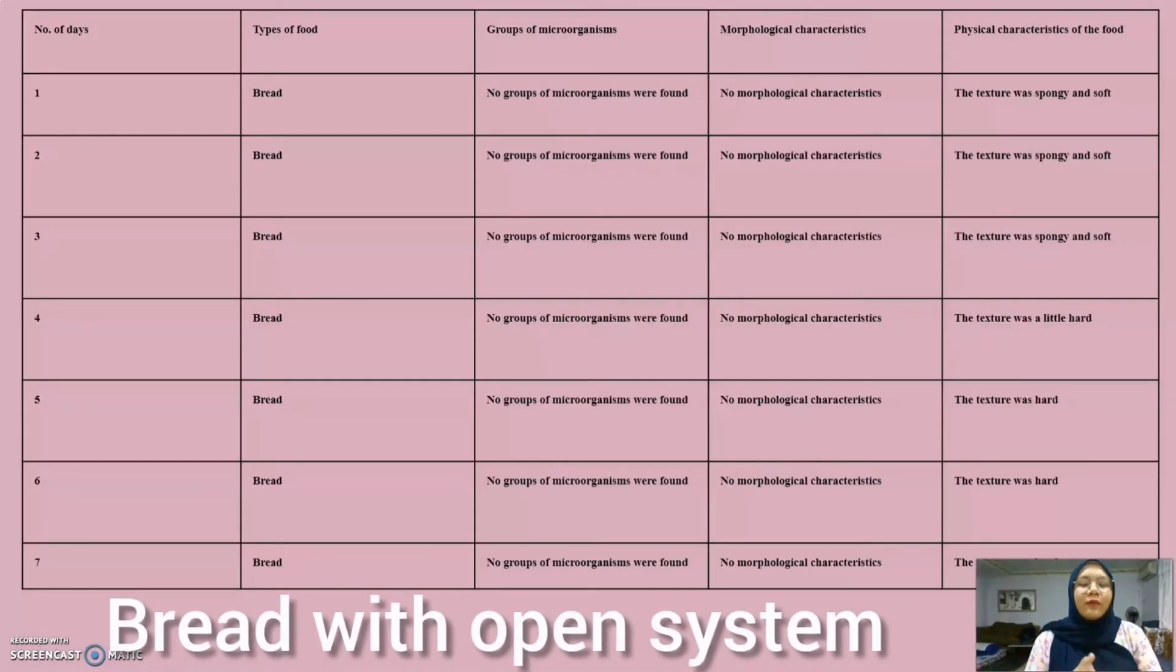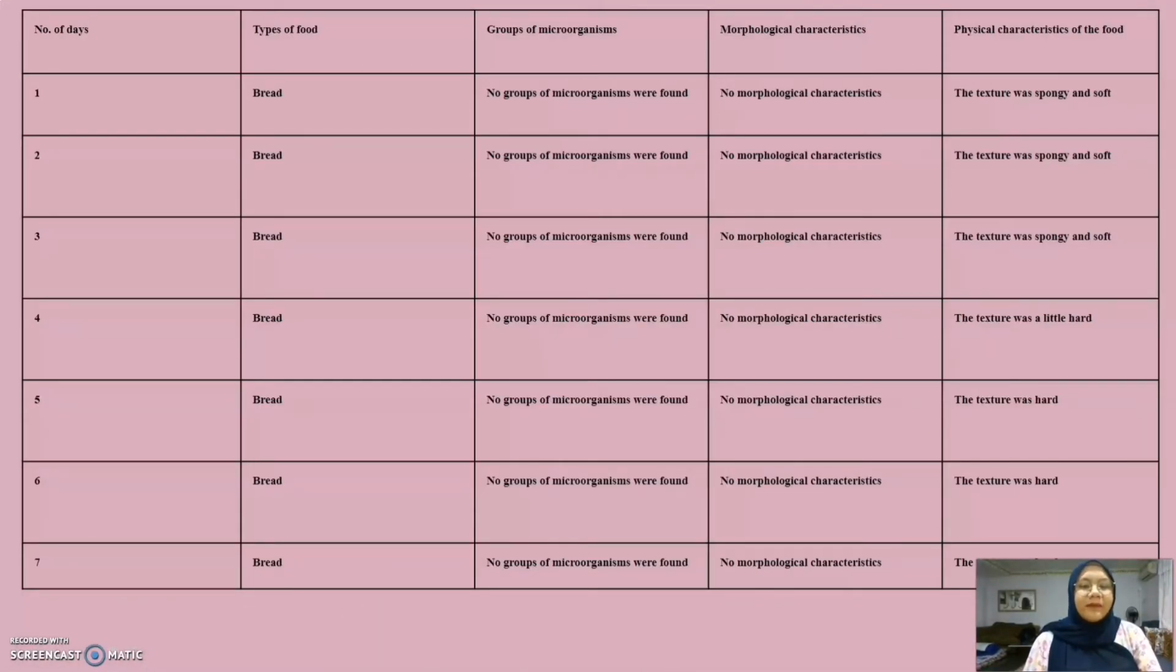Then this is the result for bread with open system. No changes happened except for the physical characteristics. For day 1 until day 3, the texture was spongy and soft. For day 4, the texture was a little hard. For day 5 until day 7, the texture was hard.